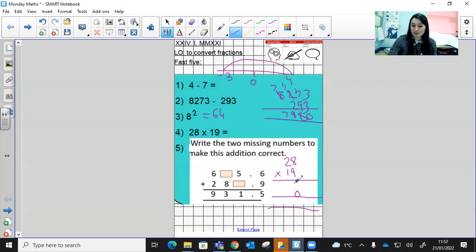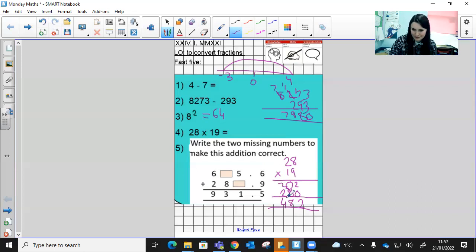9 times 8 would be 72. 9 times 2 is 18, but add the 2 would make it 20. 1 times 8 here and 1 times 2 here. So we've got 2 add nothing is 2. 0 add 8 is 8, and 2 add 2 is 4. Let's just pop that in there. And finally, so you need to make sure that you have stacked up your numbers.